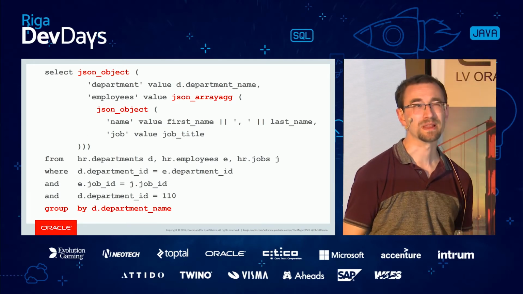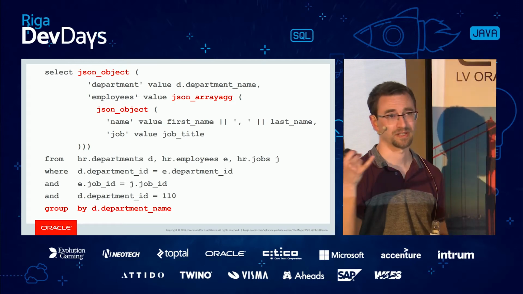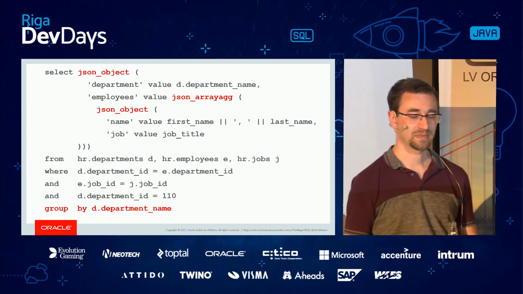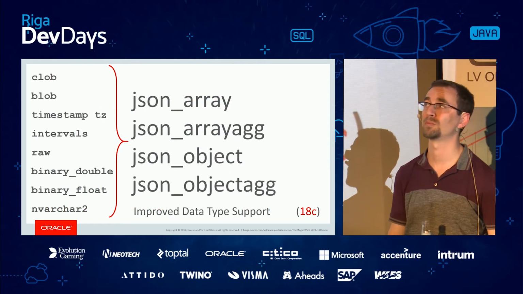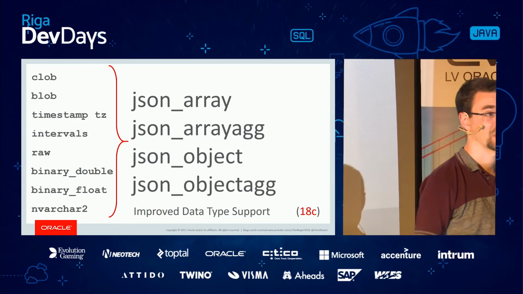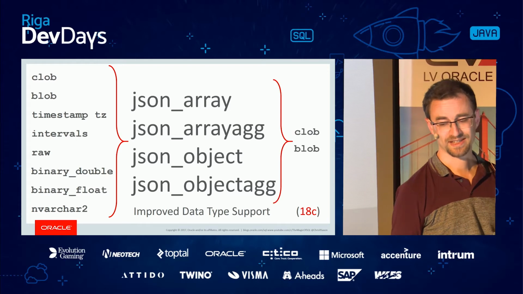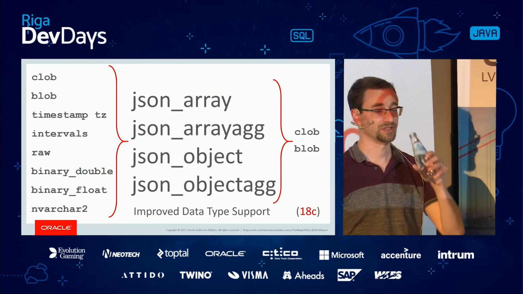But they were a bit limited in 12.2. They only supported some basic data types, which is basically number, string, and date. So in 18c, we've enhanced these so you can support a lot more data types as input. Pretty much every data type in Oracle Database is now supported as input, and you can now return it as a CLOB or a BLOB as well, making these functions much more useful.